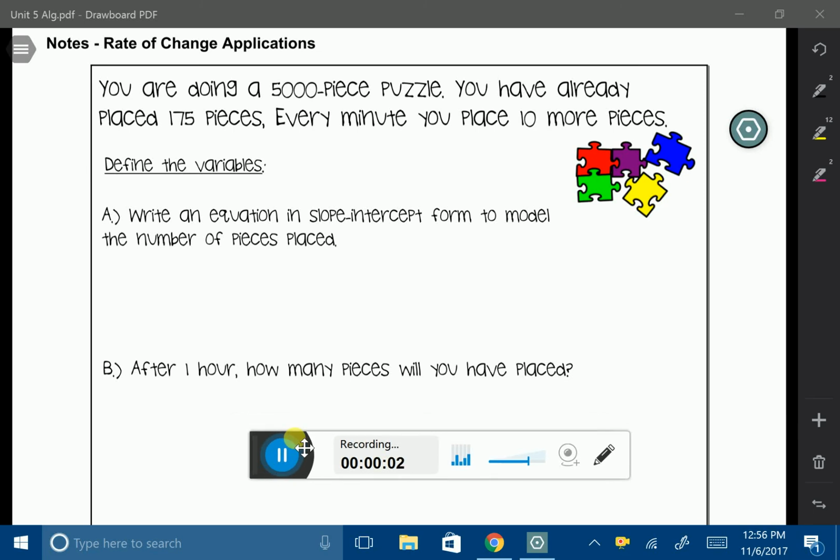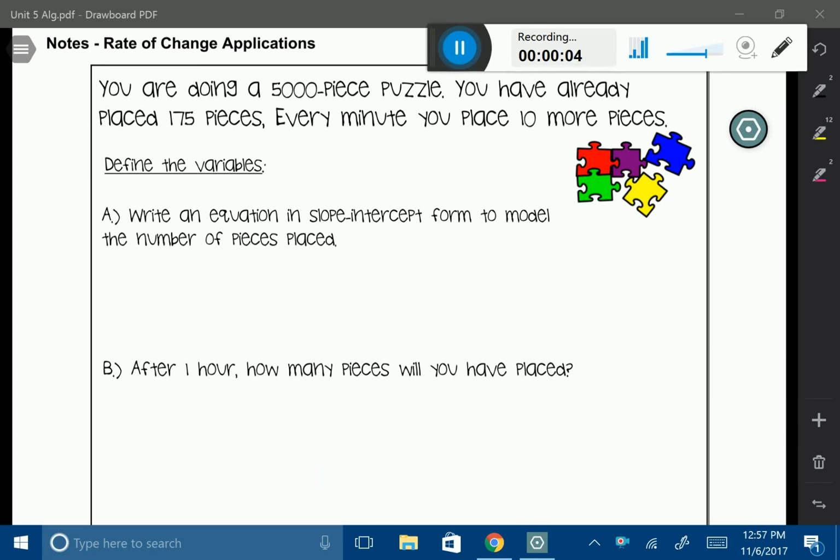In this lesson, we're going to talk about rate of change and its application in the real world. Let's look at this first problem. You're doing a 5,000 piece puzzle, and you have already placed 175 pieces. Every minute, you place 10 more pieces.